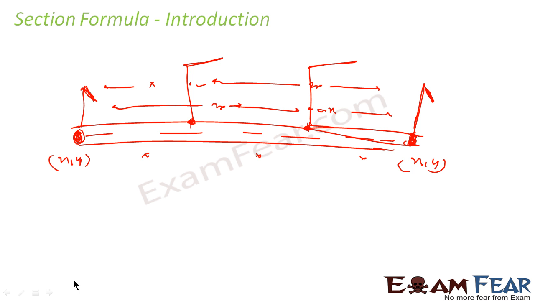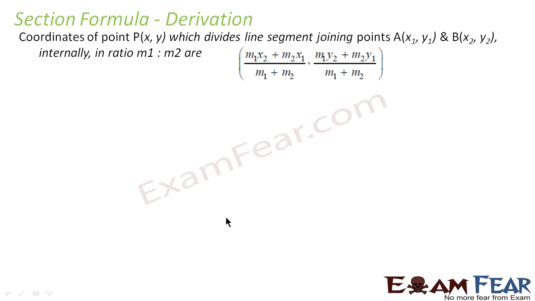Any place where you have a line segment or a distance, you have the endpoints, you have the coordinates, and you want to find the coordinates at different points where you know the ratio with which the line is divided, you can find the coordinates using the sectional formula. So that is a brief introduction: why do we need the sectional formula? So let's derive the sectional formula.